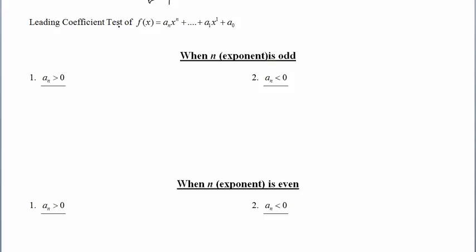Now, the leading coefficient test of a polynomial, and this is just the generic form of a polynomial function. In our previous example of x cubed, a sub n would be the number 1. That's our coefficient. N just stands for a placement. Our n, or our exponent, was 3 in the previous example, and we had no other terms, not even a constant, which a sub 0 without an x would represent. So this is just the general form of a polynomial function.